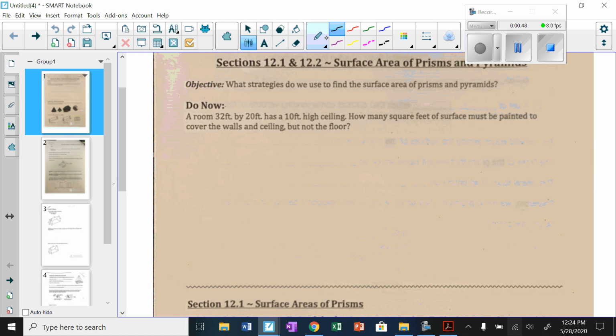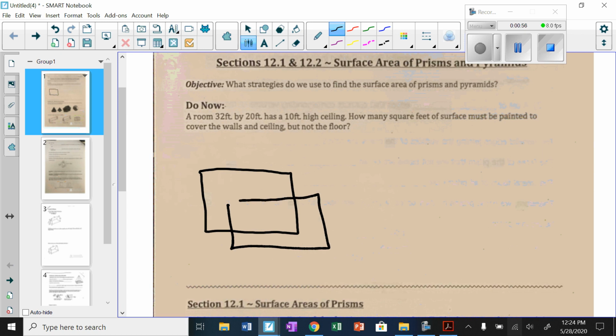So let's just get a visual of what this could potentially look like. My drawings are not the best, but I will try my best. So here's our rectangular room. We are painting everything, but we are not painting the floor. Now it says a room 32 feet by 20 feet by 10 feet. It really does not matter which one's the length, which one's the height, which one's the width, as long as there's one number for each of them. So I'm going to say 32 by 20 by 10.